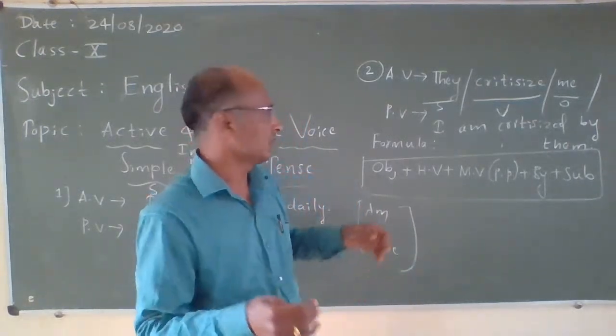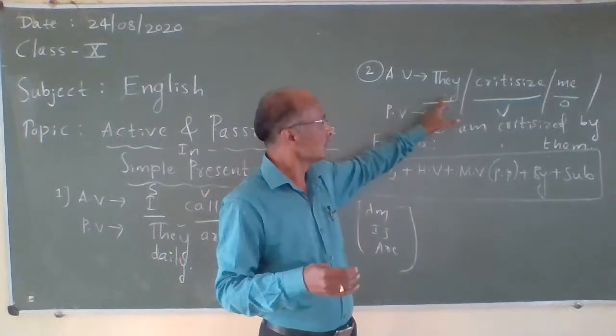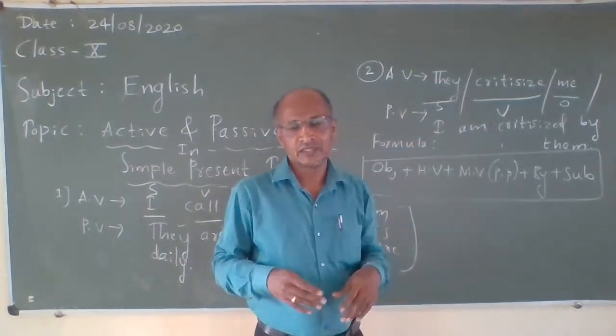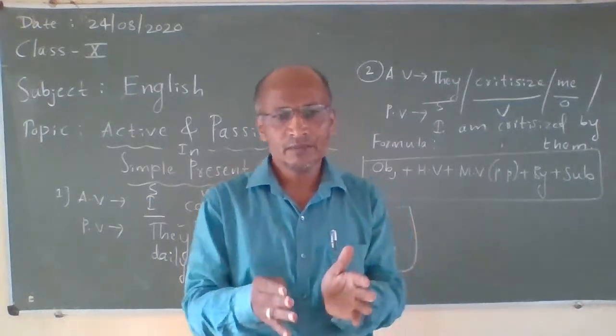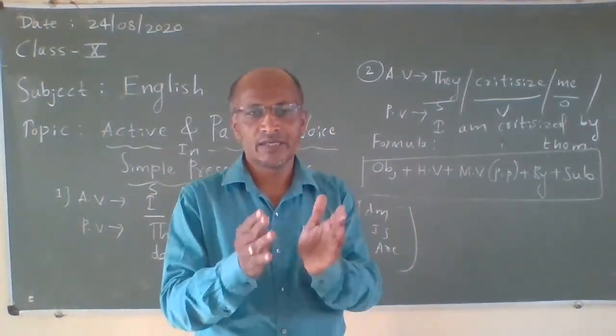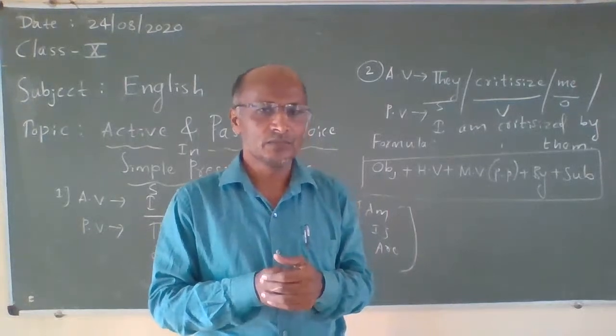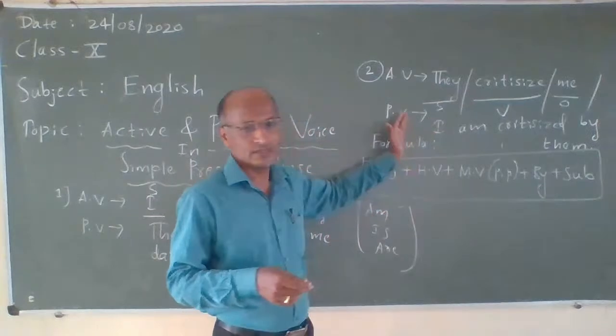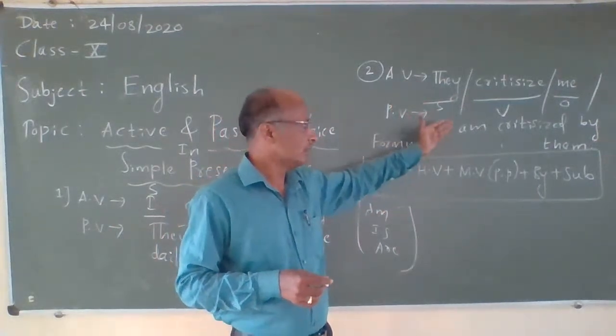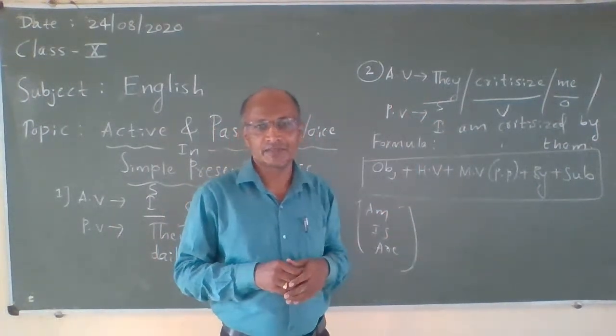So we should ask the question, whom do they criticize? You will get the answer. So me is the object. Right? They criticize me. This is the active form. I am itself like them. This is the passive form.